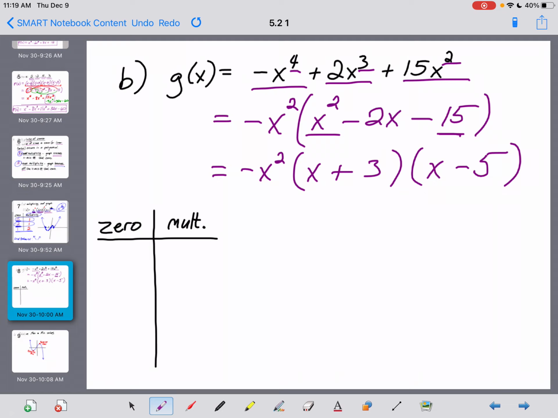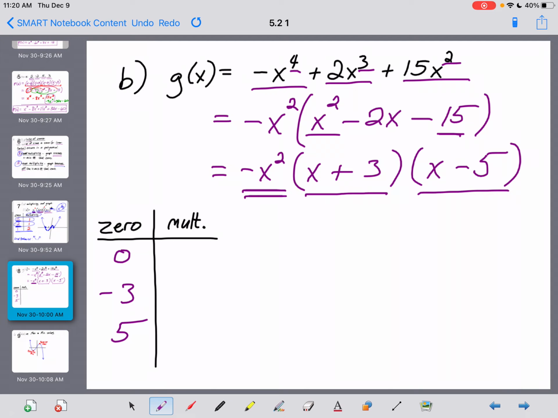Now, since we have it in fully factored form, we can figure out our zeros. What value of x would make this equal 0? That's going to be 0. What value of x would make x plus 3 equal 0? That would be -3. And what value of x would make x minus 5 equal 0? That's +5. Okay, so we've got that, and now let's talk about multiplicity.